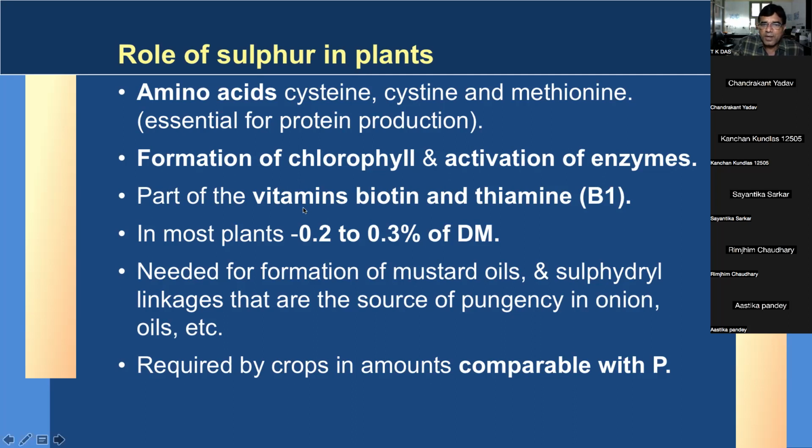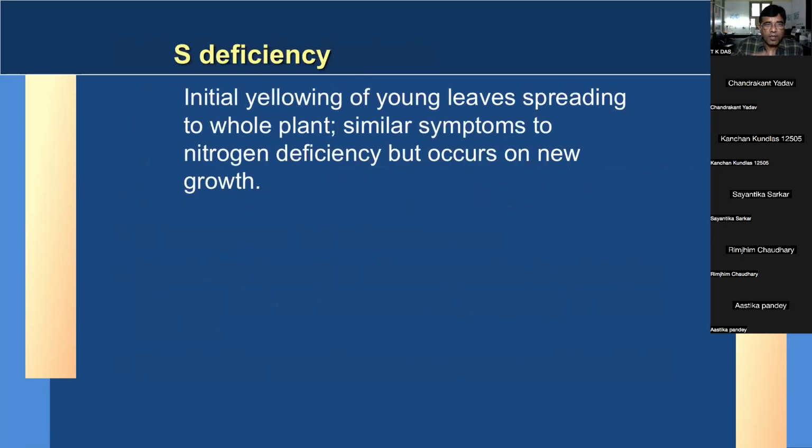It is part of the vitamins biotin and thiamine B1. In most plants, it is about 0.2 to 0.3% of dry matter. Similar is the concentration for phosphorus. Needed for formation of mustard oil and sulfhydryl linkages that are the source of pungency in onion oils. Required for crops in amounts comparable with phosphorus.